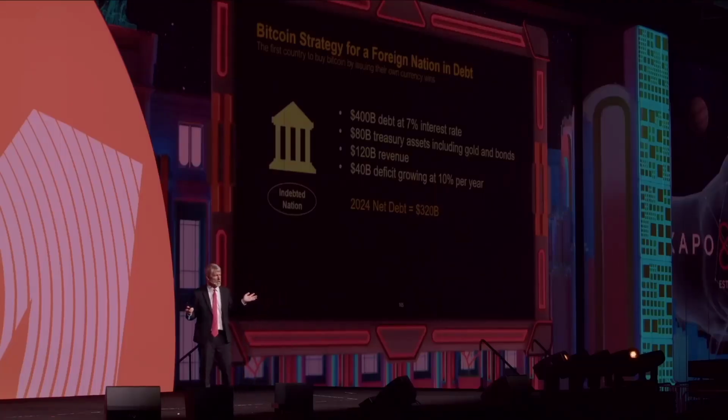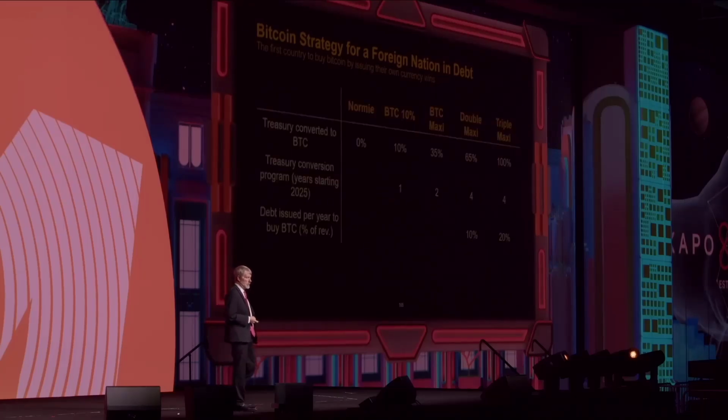This one's not complicated. Now, let's say you're an indebted country. You're actually in debt. You're running a deficit. I could name these countries, but I won't. I'm just going to say you owe a lot of money and you're struggling. Your interest rates are high and you don't know what to do. Well, here are your strategies. Are you a normie or a 10%er or a maxi, double maxi, or triple maxi? The maxi is you put a third of your treasury into this. A double maxi is 65%, and a triple maxi is put all your treasury into it and start issuing debt.